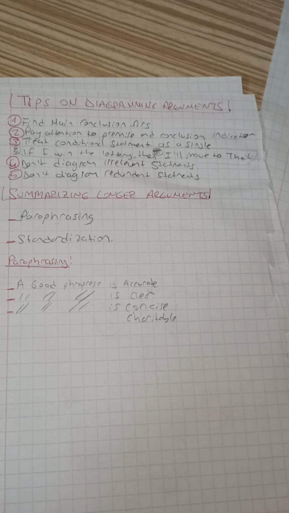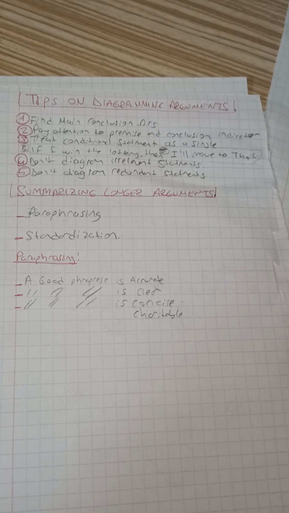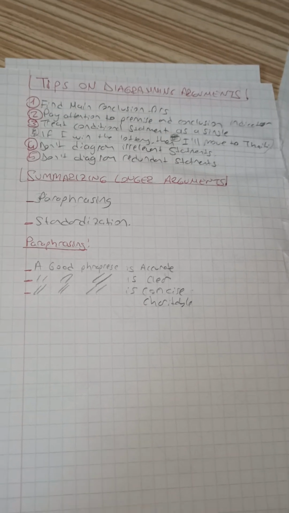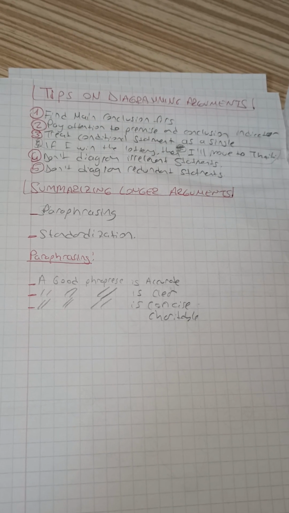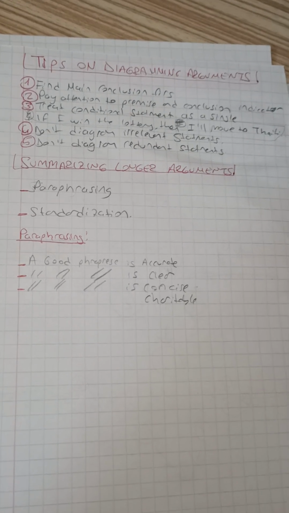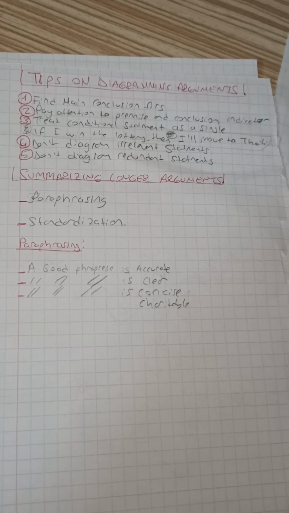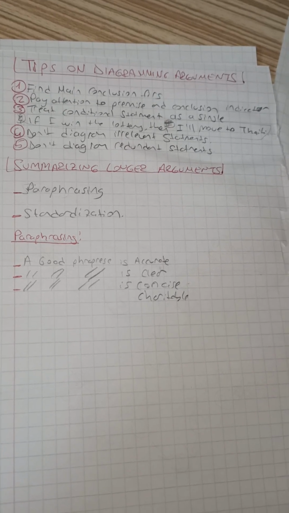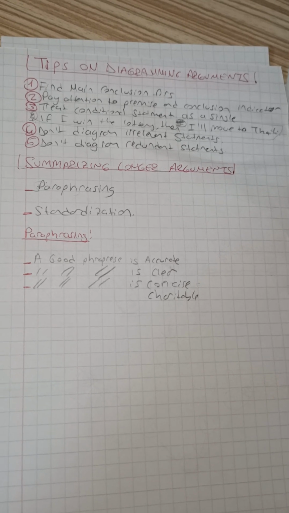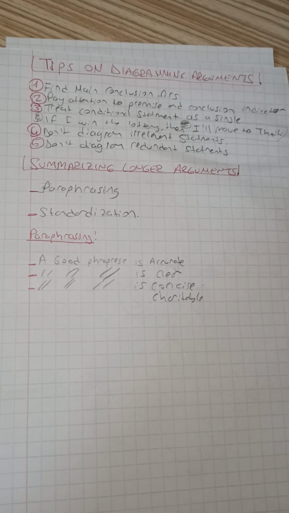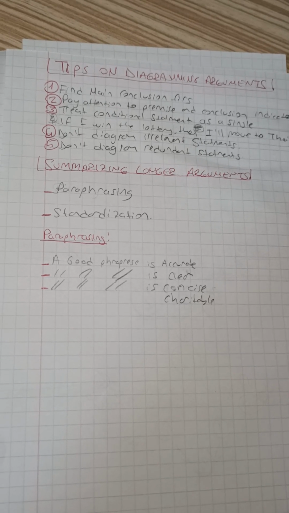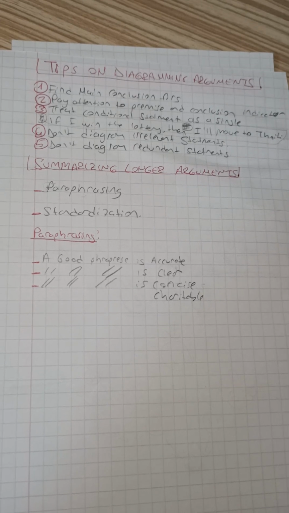And fourth step, don't diagram irrelevant statements. We should omit irrelevant statements. We said that before. And fifth step is don't diagram redundant statements. We completed the parts of diagramming short arguments. When it comes to summarizing longer arguments, there are two ways to summarize a longer argument. The first one is paraphrasing, and the other is standardization.